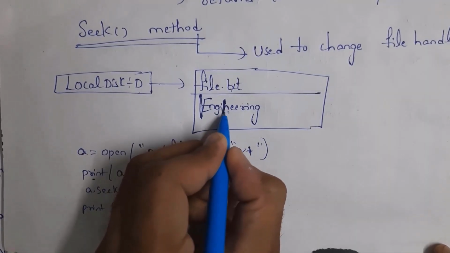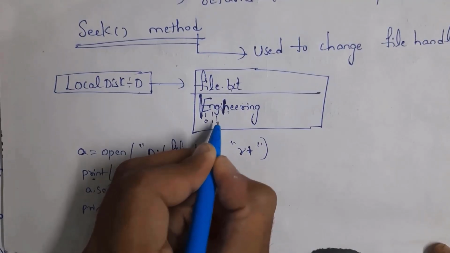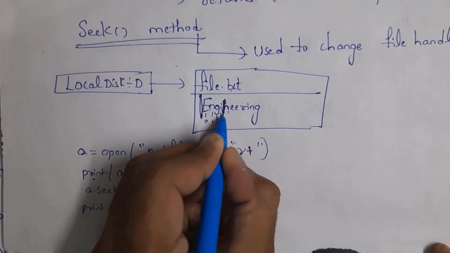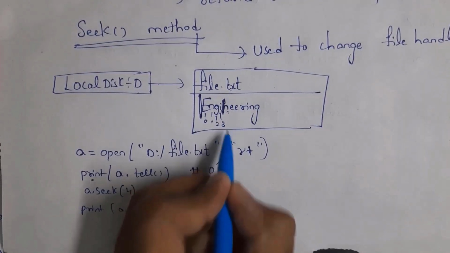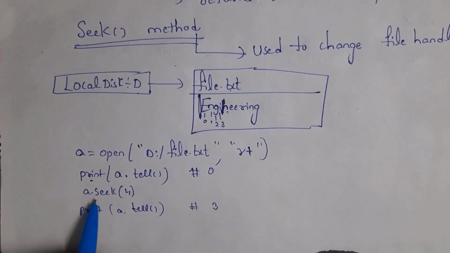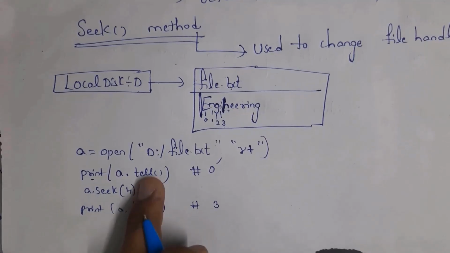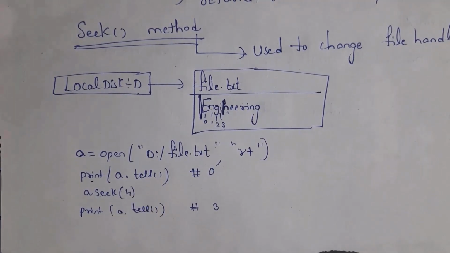Now my cursor is at the 4th position. So E in index number 0, N in index number 1, G in index number 2 and I in index number 3. Now my cursor is at index number 3. So I will get output index number 3. The seek method is used to change the cursor position, whereas the tell method is used to identify the cursor position. It will display where the cursor is located.